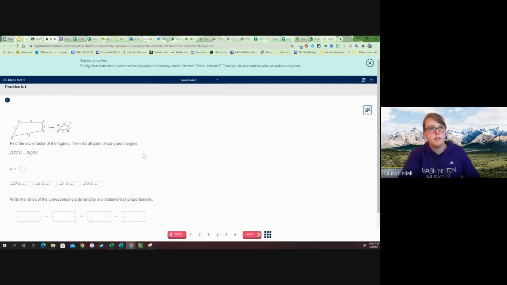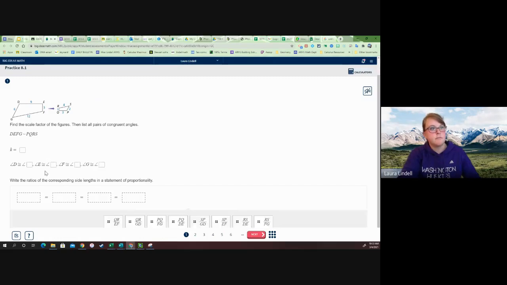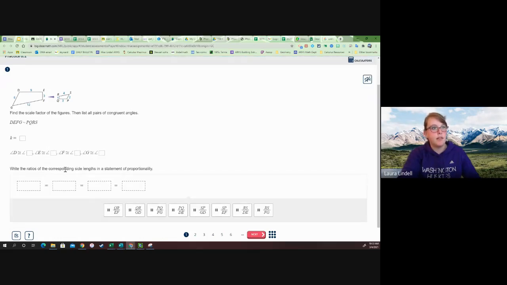Okay. So we'll see things like find the scale factor of the figures, just like we did yesterday. The scale factor, the similarity ratio, those are all kind of the same thing. Find the scale factor of the figures, then list all pairs of congruent angles. And then write the ratios of the corresponding side length in a statement of proportionality. So we're basically filling in what we have been doing for the first step of our problem the whole time.